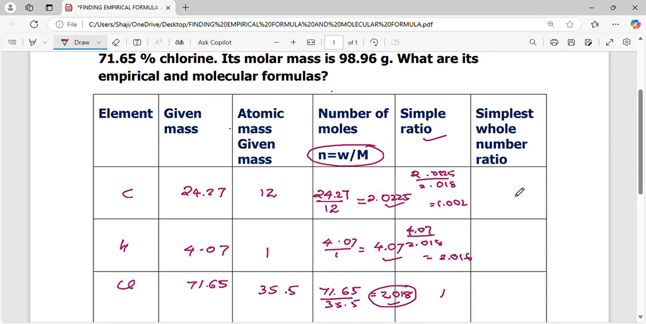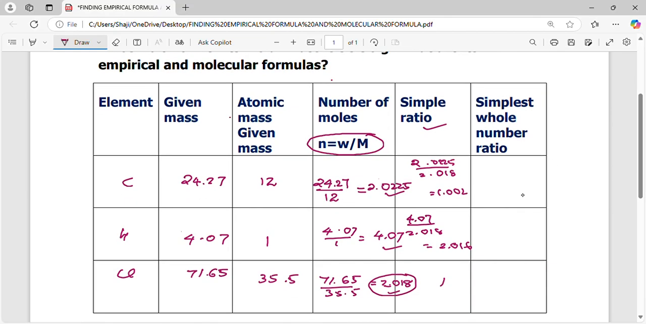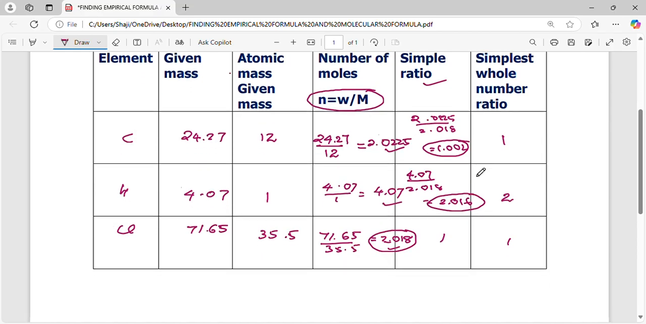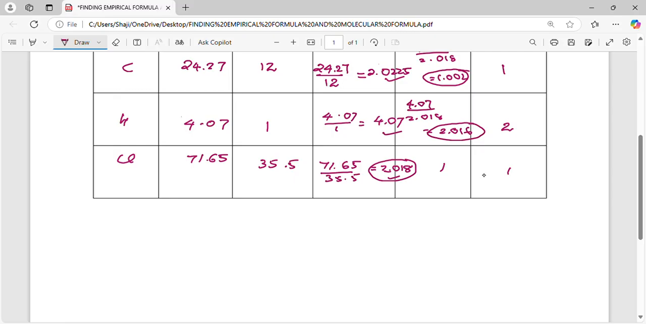The last step is to calculate the simplest whole number ratio, which is just an approximation. We are rounding off these numbers into the smallest whole number ratio. 1.002 is equal to 1, 2.016 is equal to 2 and chlorine is 1. So we found the simplest whole number ratio of each element: carbon is 1, hydrogen is 2 and chlorine is 1. With the help of these numbers, let's write the empirical formula. Carbon is 1, so C, hydrogen is 2, so H2, and chlorine is 1, Cl. CH2Cl is the empirical formula.